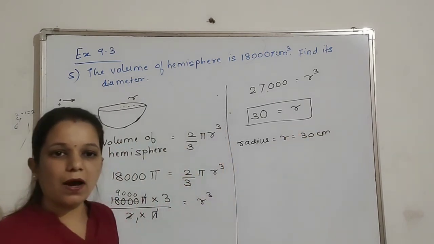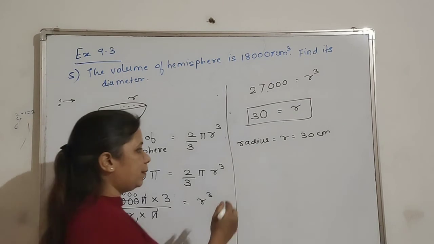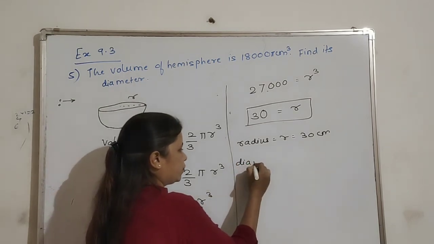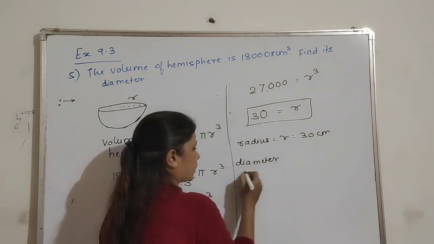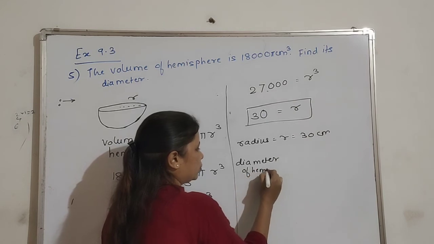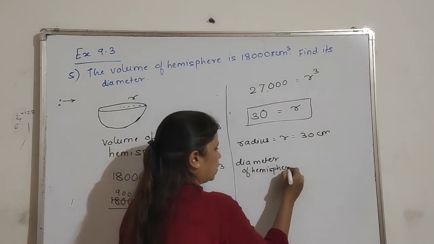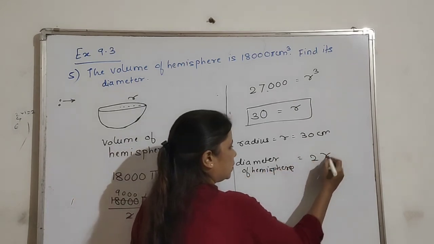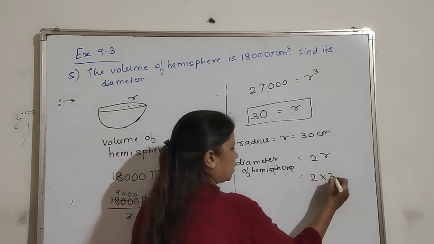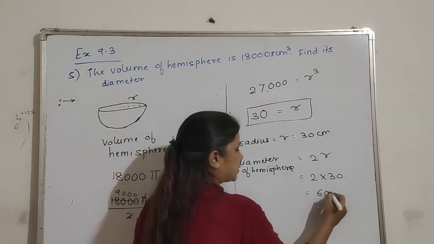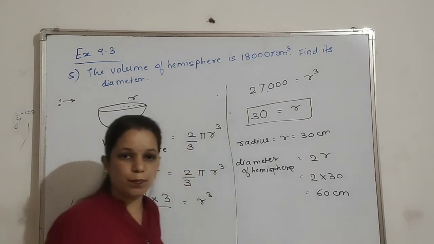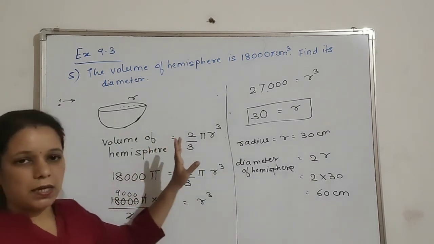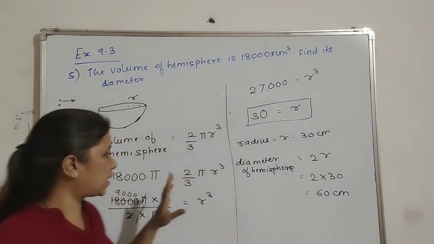Okay, now we have to calculate diameter. So diameter of hemisphere is equal to 2r. So that is 2 into 30 and that will be 60 centimeter. Very simple problem. I'll just explain the calculation part once again.